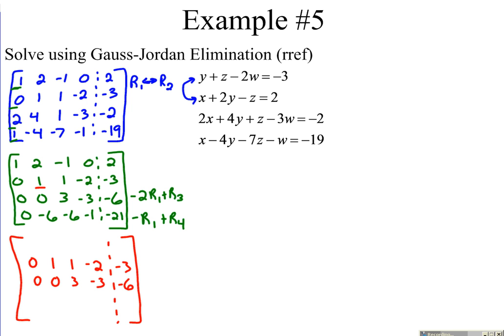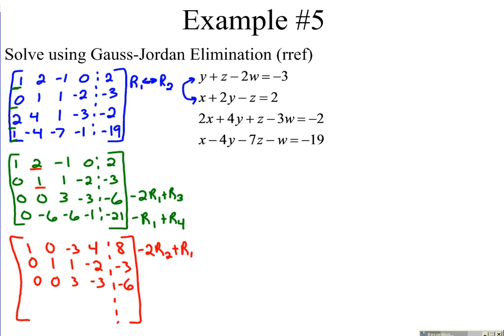Use this 1 to get a 0 up here. What do I need to multiply that 1 by? -2. So I'm going to take -2 times row 2 and add it to row 1. When we do that, we are going to get 1, 0, -3, 4, and 8.